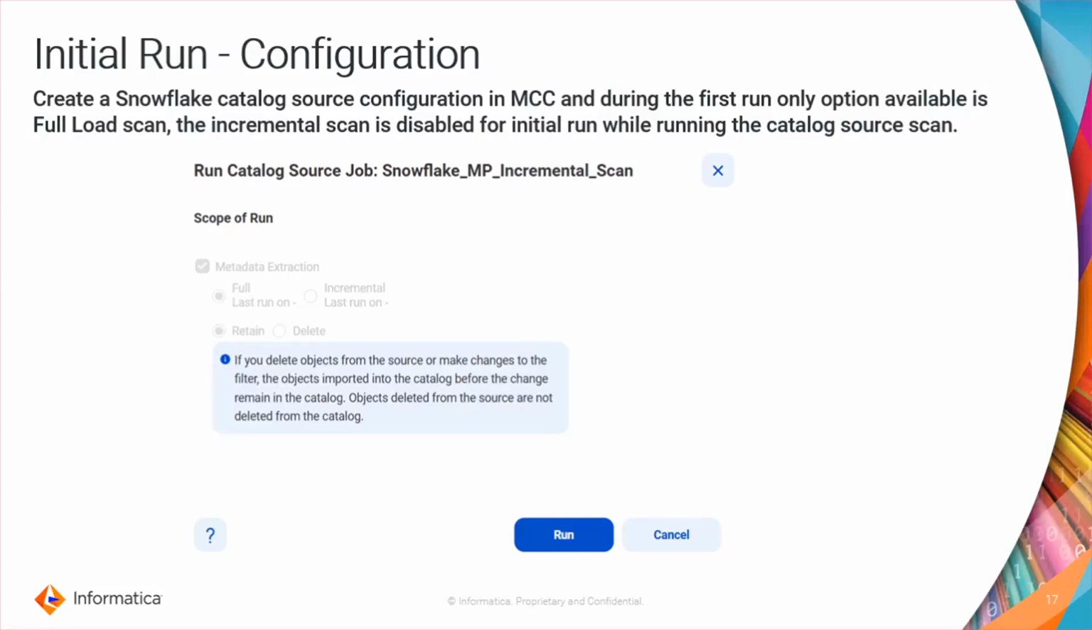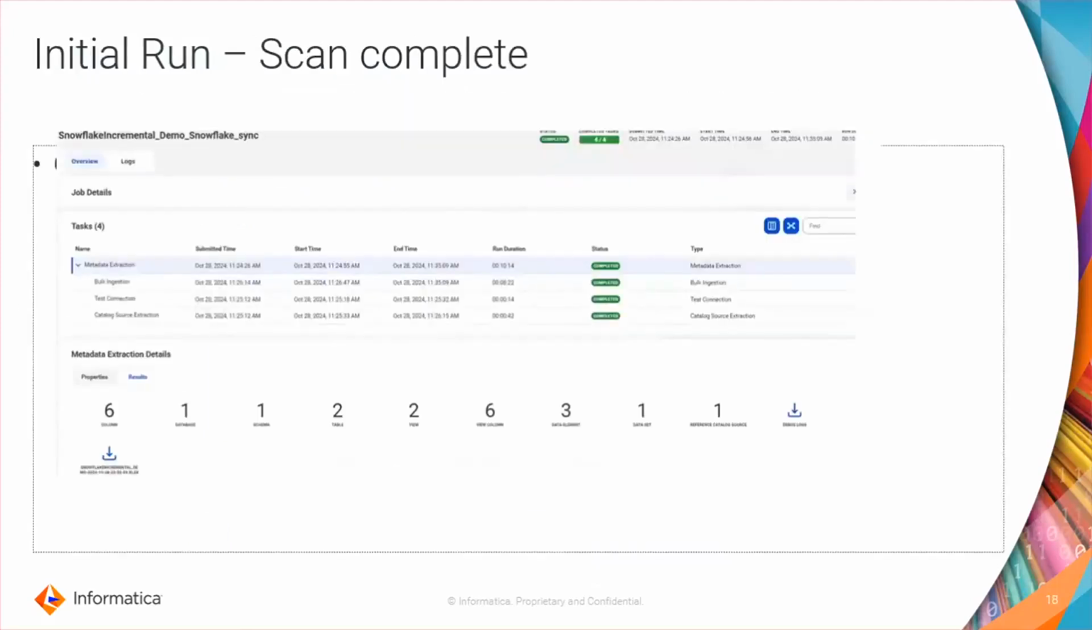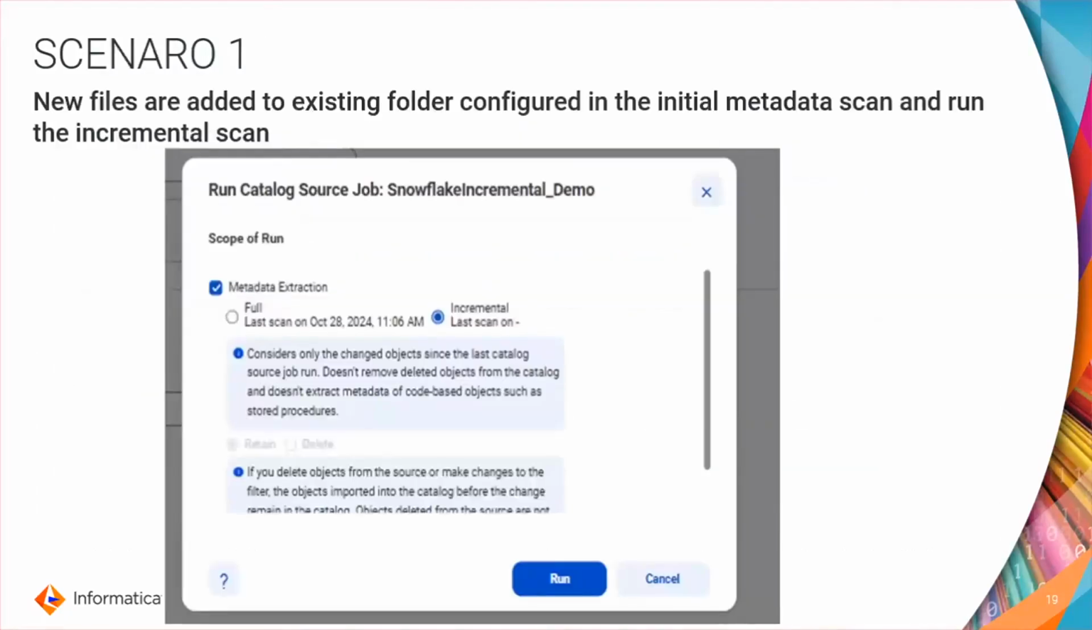Once the initial scan or initial metadata load is completed successfully, we can see that in the subsequent runs we have an option of using incremental scans in Snowflake as well. If we make any changes or modify any files or tables present inside the data source system, we can use the option of incremental scan instead of the full load scan option.